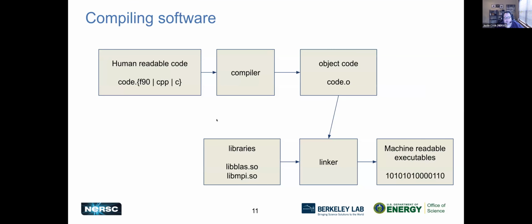So this is just a simple example of what it takes to compile a piece of software, starting with just your average piece of code. This could be a simple hello world or a simple communications pattern. You take your compiler, you input your code, and you get out object code, which is code.o. You then pass that to the linker where the libraries such as libloss or libmpi are linked with it, and out of all that comes a program which is machine readable and executable by the system.